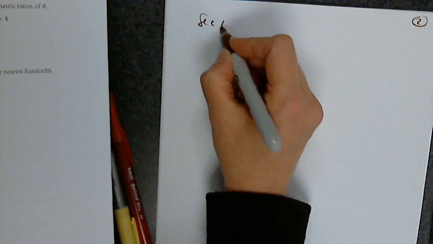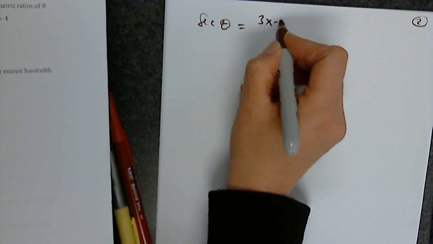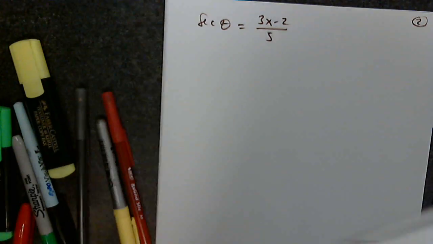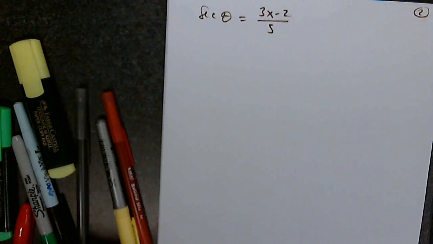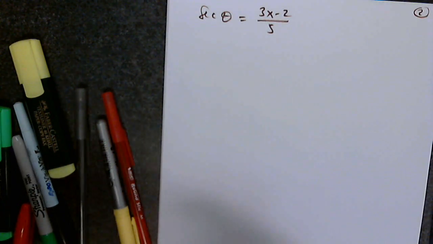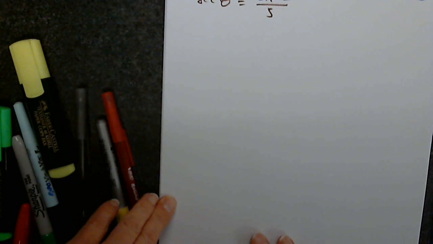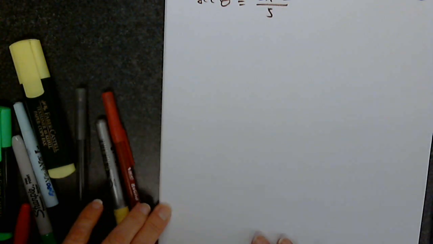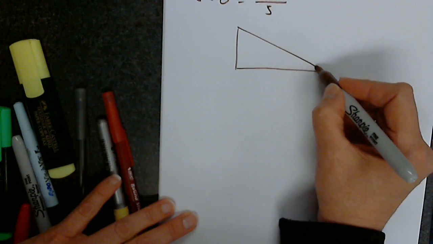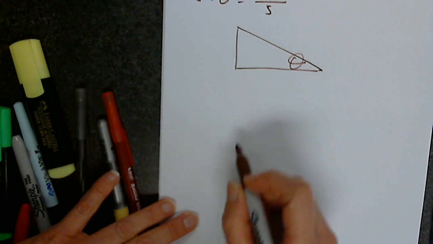So we have secant theta equals 3x minus 2 divided by 5. We're asked to find the other 5 trigonometric ratios of theta. 5 trigonometric functions. Okay, very good. So here's a right triangle with an acute angle theta.